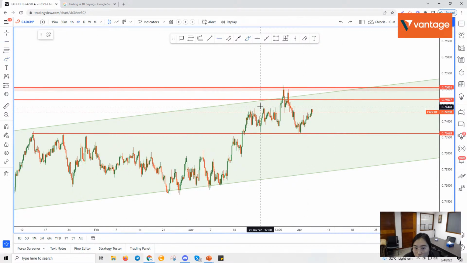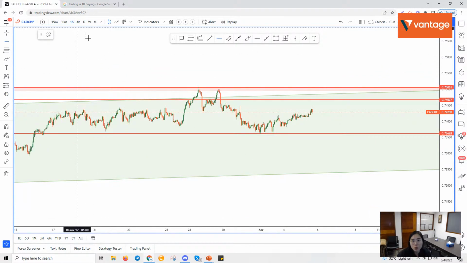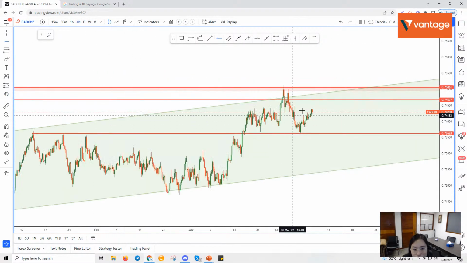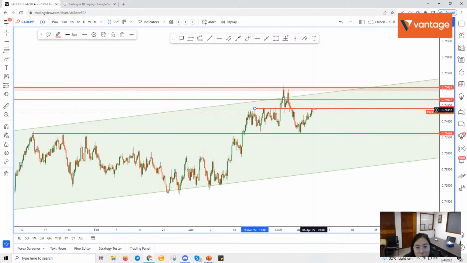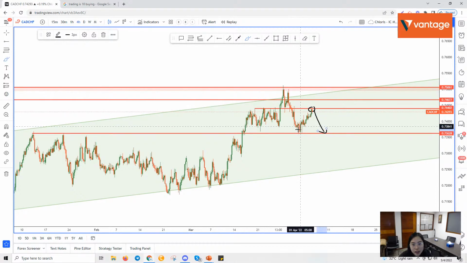The other thing is, the smaller the time frame you go, the more resistance you will see along the way. I see another resistance here, so there's a possibility price might just reverse from here. If price reverses from here, that means you can enter here for a sell, back to that support.